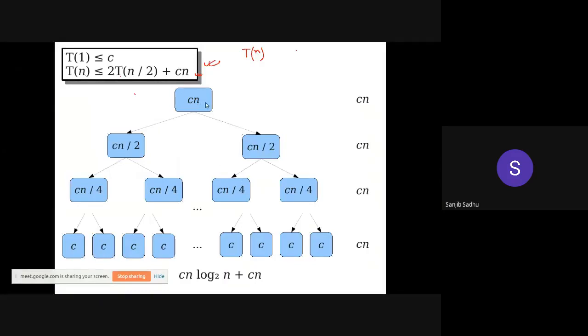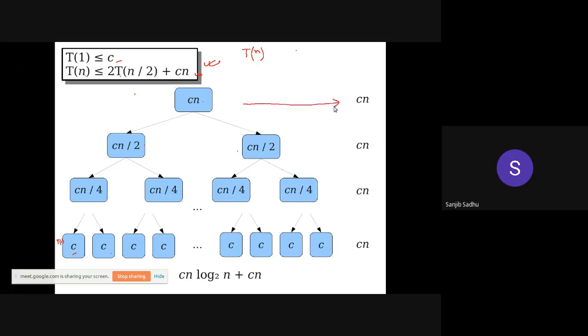Check. Cn, then I have shown you Cn by 2, Cn by 2, and this was Tn by 4, Tn by 4. Clear? So again you expand like this, and you go on expanding. Ultimately, what will happen? The last level will have T1. So T1 can be replaced by C, all these C, leaf nodes. Fine.